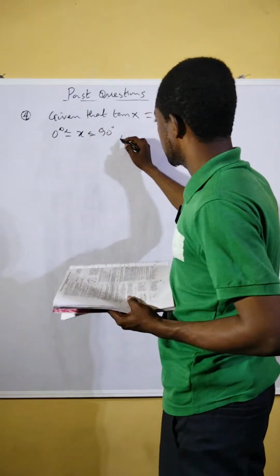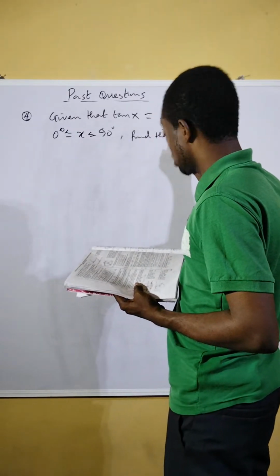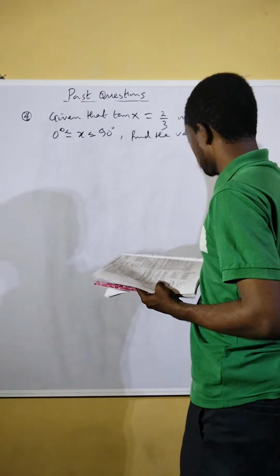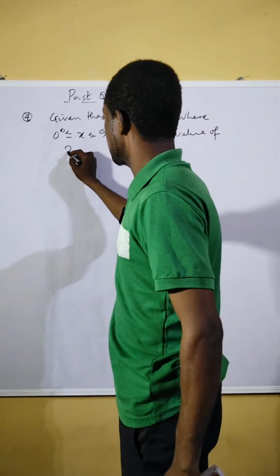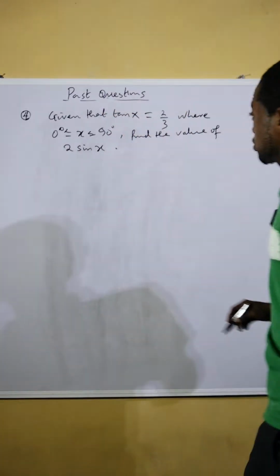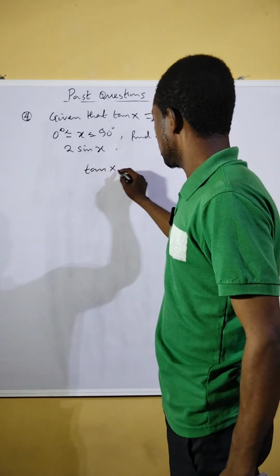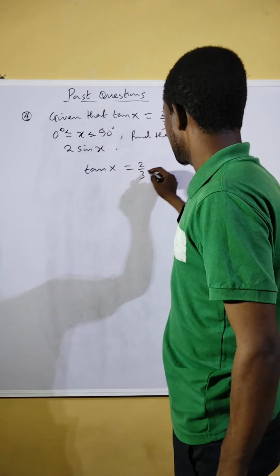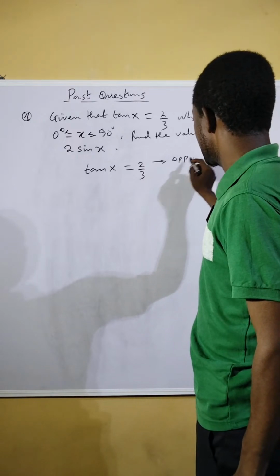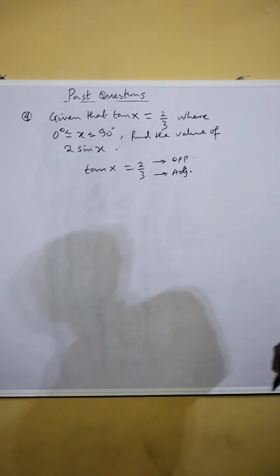That's right angle. Then find the value of 2 sine x. So you have to find the value of 2 sine x. Now, from what we have given here, tan x equals to 2 over 3. And the ratio for tan means that 2 here will serve as the opposite, while 3 here is serving as the adjacent. So the ratio of tan is opposite over adjacent.